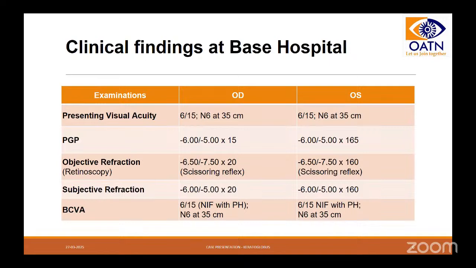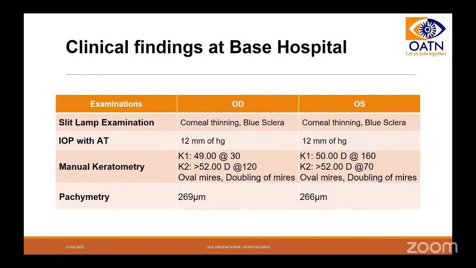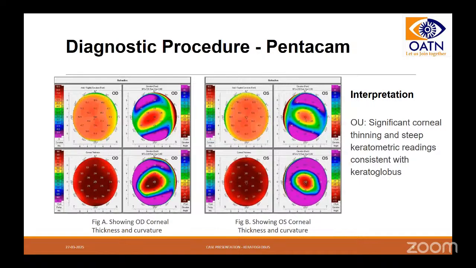On examination at hospital, the objective refraction was the same as at the outreach camp and the best corrected visual acuity was 6/15 in both eyes, with no improvement. Slit lamp findings revealed corneal thinning and blue sclera in both eyes. Manual keratometry values showed steepening of corneal curvature with oval-shaped and doubling of mires. Pachymetry values of OD and OS were 269 and 266 microns, showing generalized thinning of the cornea. A diagnostic procedure, pentacam, was done, which showed corneal thinning in all quadrants and steepening of corneal curvature. With this evidence, the child was diagnosed with keratoglobus in both eyes.